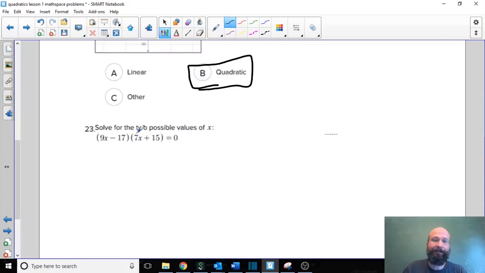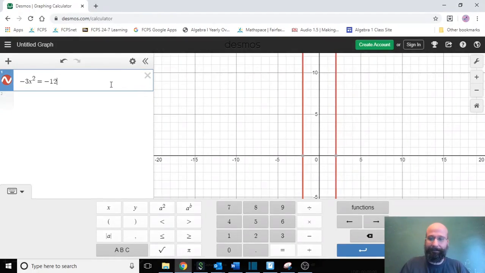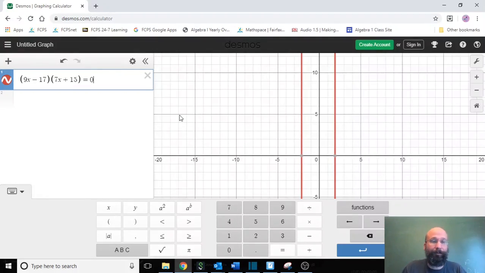So this is the same as before. When you're asked to solve for the values of x, you can put it in Desmos. Don't get confused by the way the problem looks. I'm going to do this one really quickly. 9x minus 17. So we're solving it. So we're looking for the zeros, which means which points cross this line. Your answer is this crazy fraction and this.